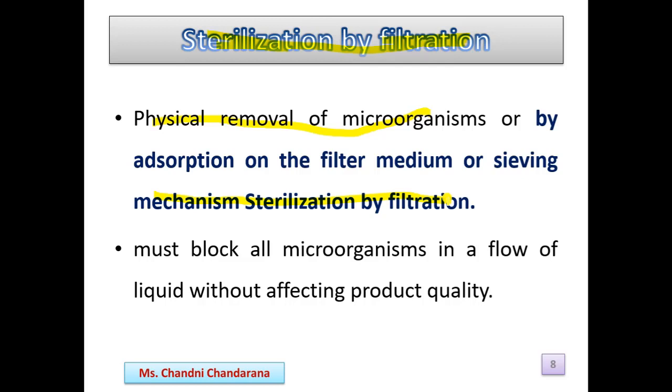Means here the sterilization process is the process of separating all microorganisms from a liquid. We can say as we are separating the particulates, the foreign particles or any dust particles from our solution, here in the sterilization by filtration process we have to filter the microorganisms. Whatever filter medium we are using, it must block all microorganisms in a flow of liquid without affecting the product quality.